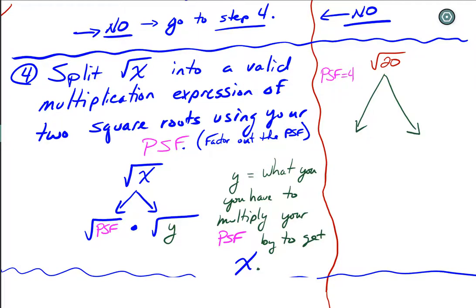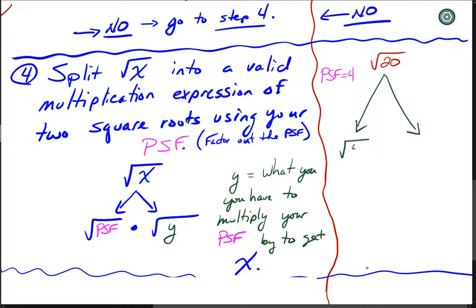So what was our perfect square factor here? So square root of 4 times, well, what did we say? When you multiply these back together, you have to be able to get 20 as an answer. So what needs to be underneath the other square root? Because 4 times 5 is 20, right? So you guys see how you broke that up? That makes sense?